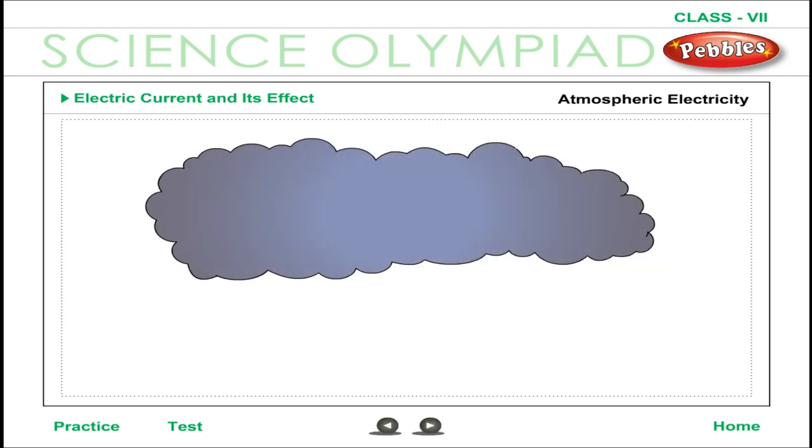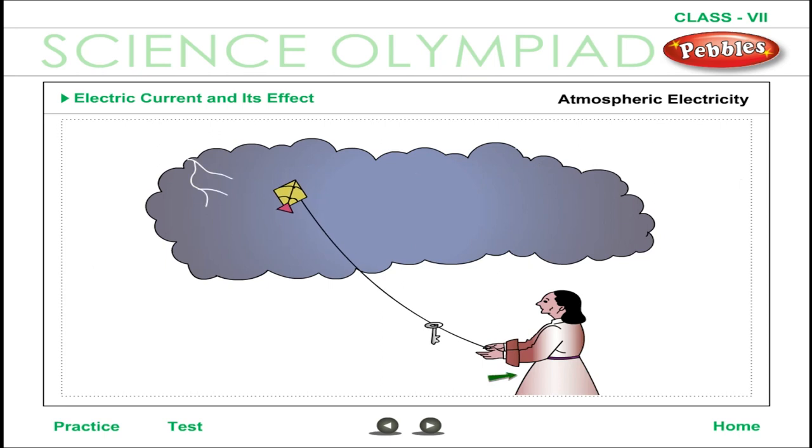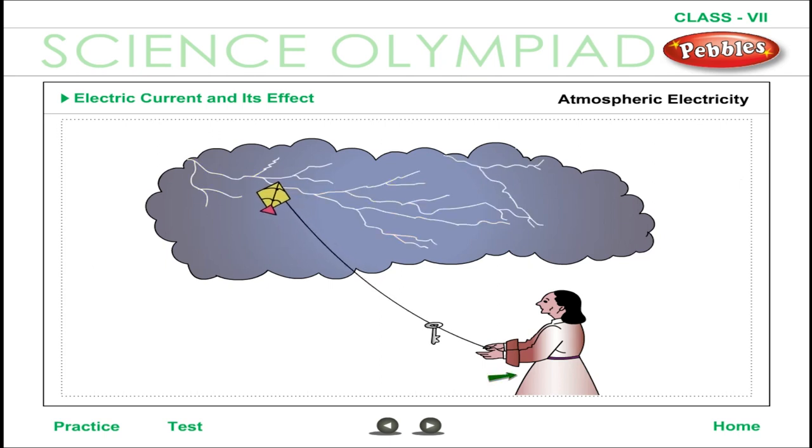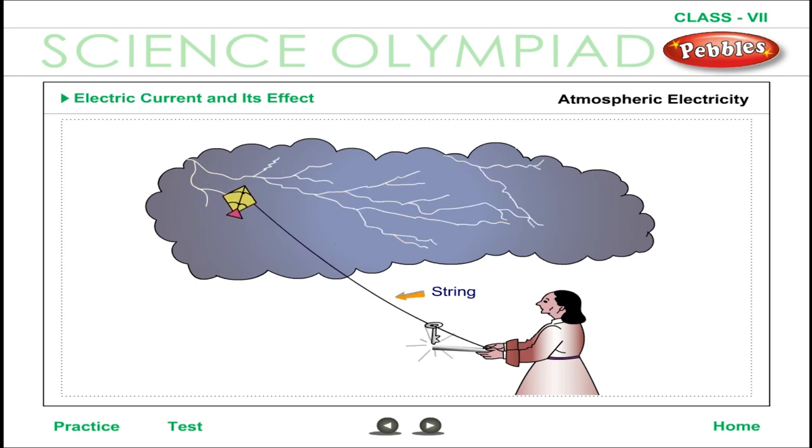Atmospheric electricity. Due to friction between the wind and clouds, clouds get electrically charged. An American scientist, Benjamin Franklin, showed that clouds have electrical charges. For this purpose, he flew a kite in a thunderstorm and tied a key near the end of the string. He found that electricity from the clouds flowed through the wet string to produce sparks on the key when it was touched by a metal rod.